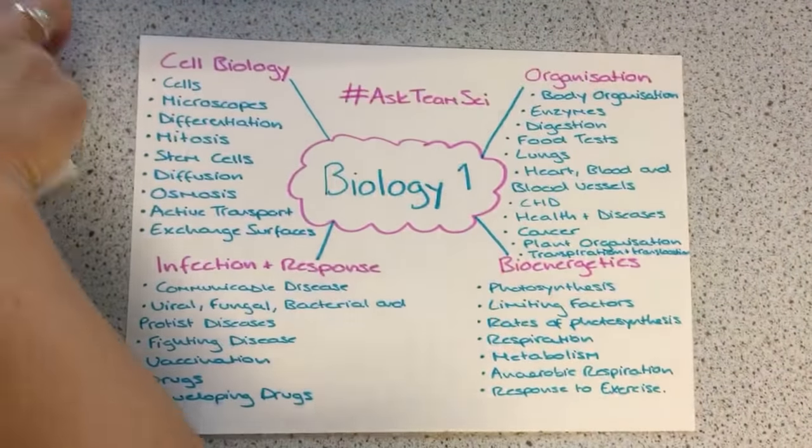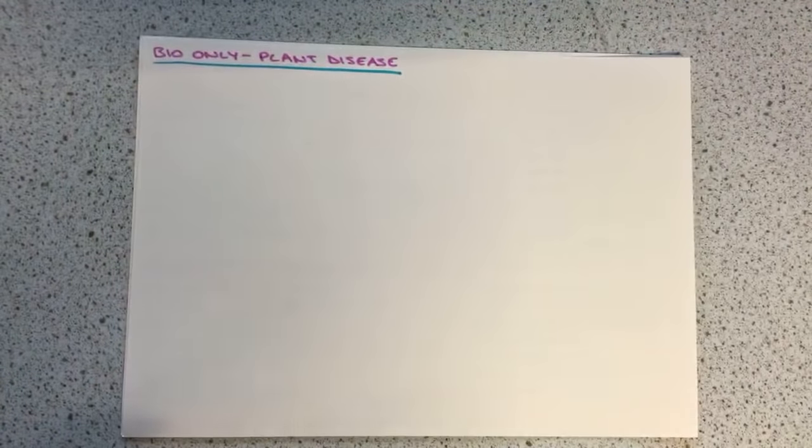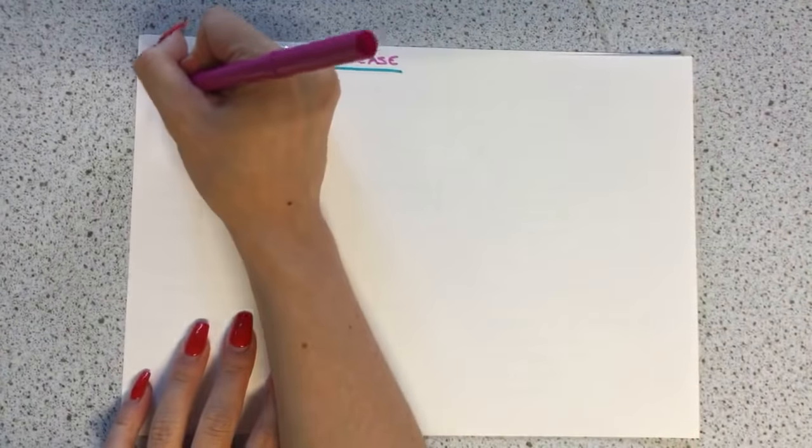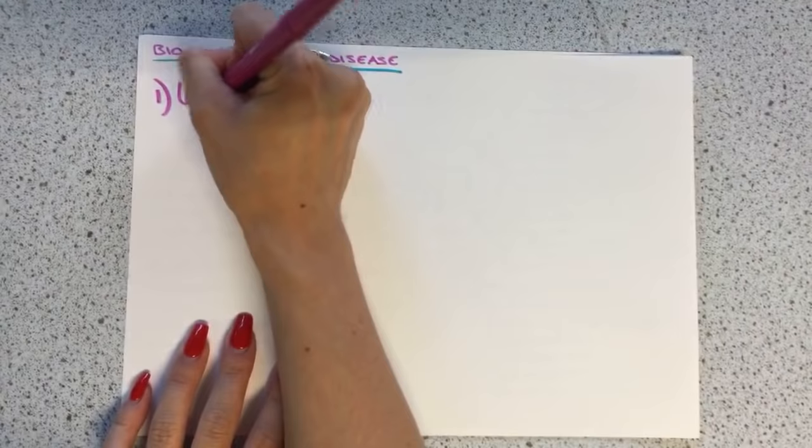And then the last thing is plant diseases. So first of all, you have to know how to identify a plant disease. If you're growing some plants, you want to look out for things like leaf discoloration.